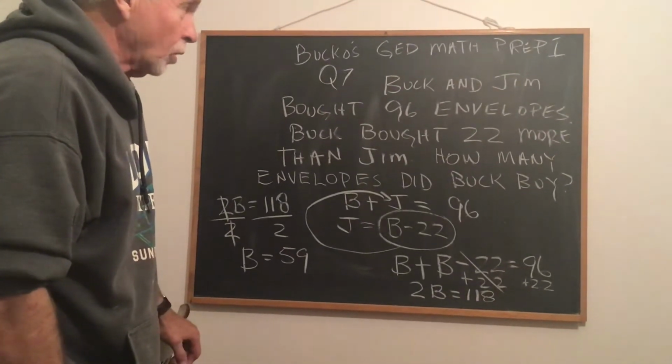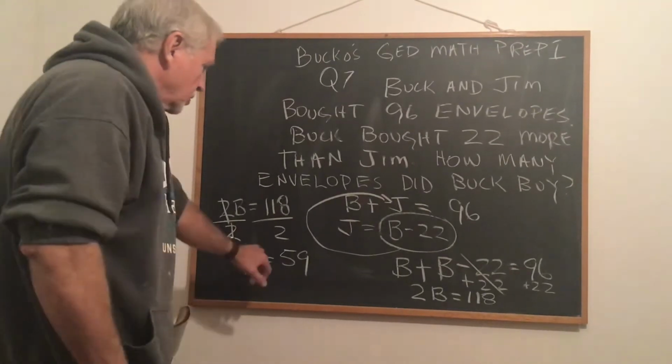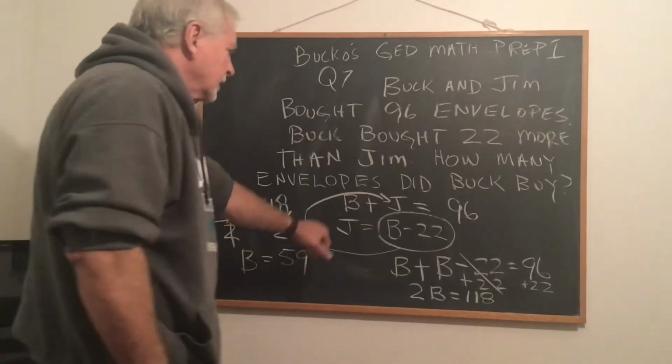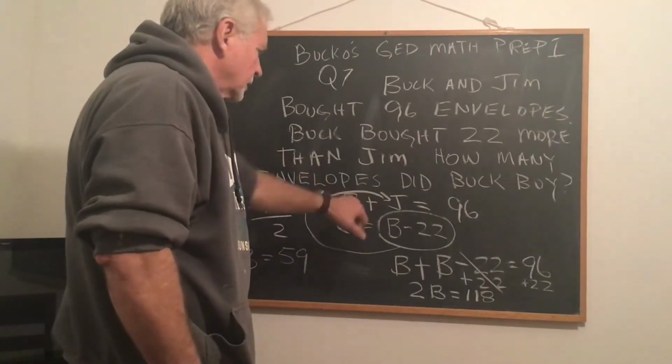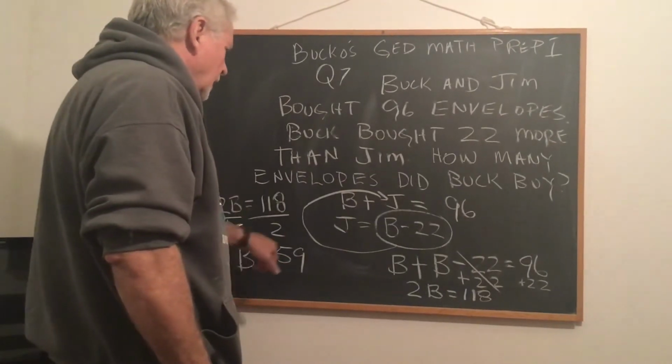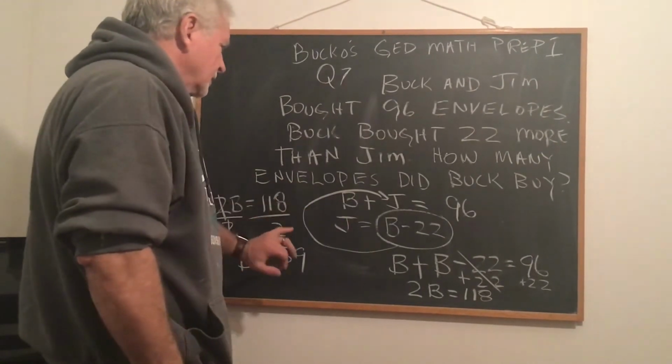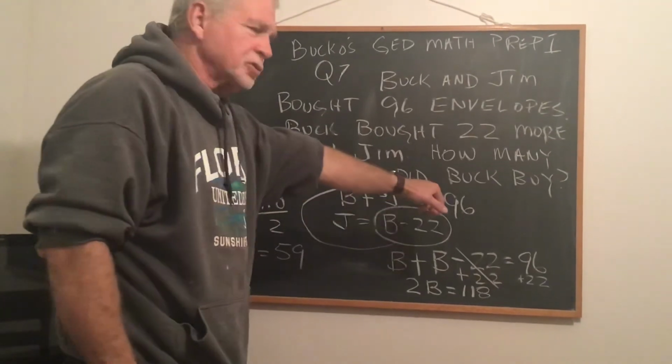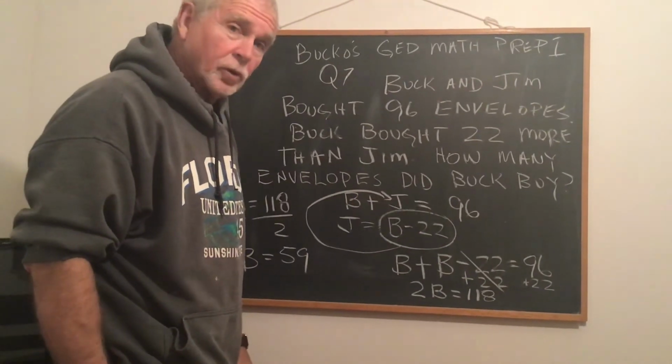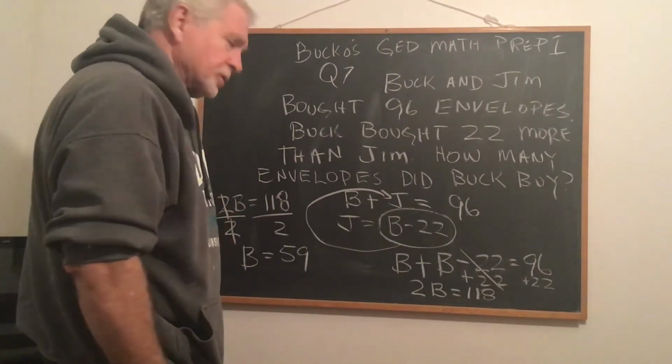And if you want to test it out, which is kind of cool, you could replace 59 into this, and then subtract 22 from it, and then add it together, and it should equal 96 to prove your own problem. But the answer is indeed 59.